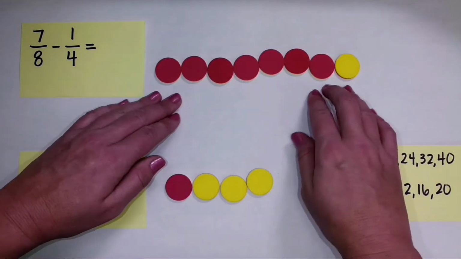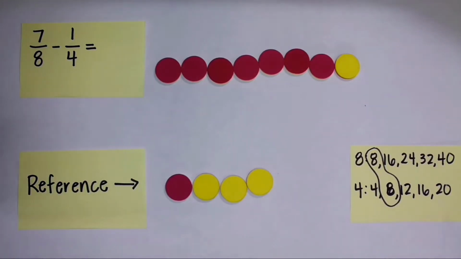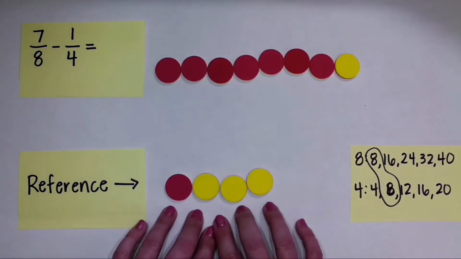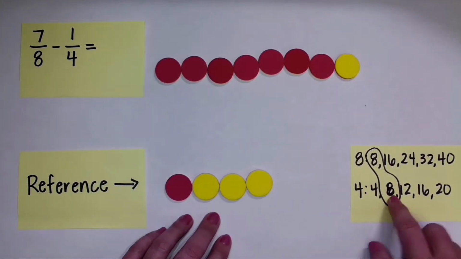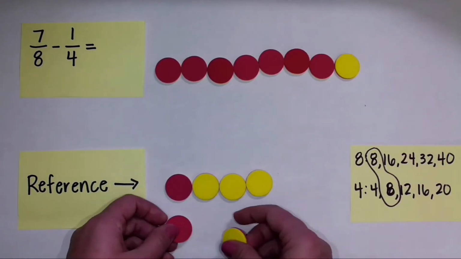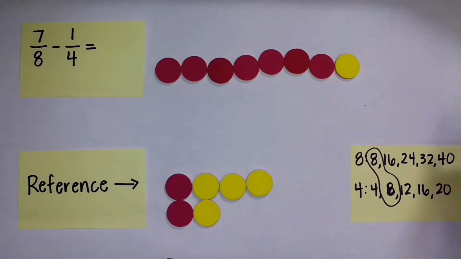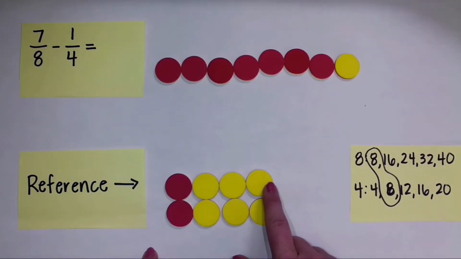So here I already have a fraction with the denominator of 8. I don't need to do anything. But here I have a fraction with the denominator of 4. And I'm going to iterate this set one time to get me to where I have a fraction with a denominator of 8. And iteration just means I'm making a copy, all right? So now I can see that 1/4 is equivalent to 2/8.